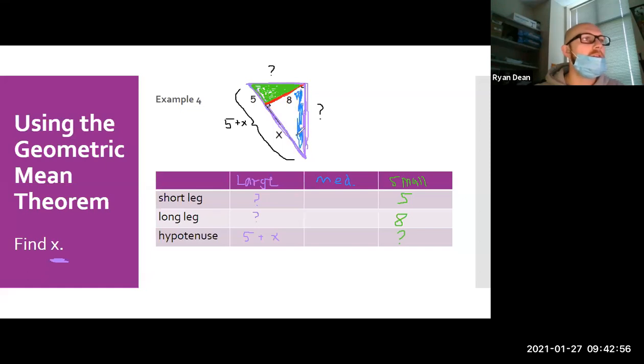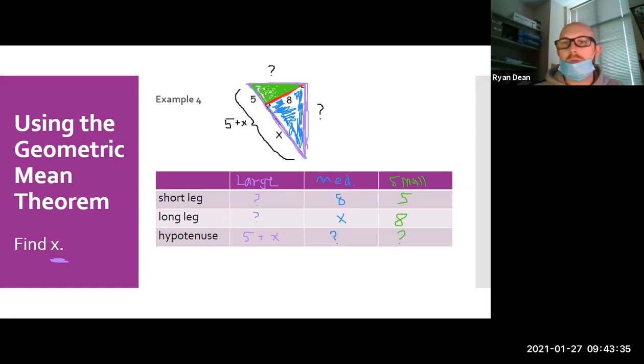The sides that make up the blue, we have the 8, we have an x, and then we have a question mark. Right off the bat, we can fill in the question mark for the hypotenuse because it's across from the 90-degree angle. That leaves us with the 8 and the x. Just by looking at these two, you can analyze that the 8 is smaller than the x. So the short leg is going to be 8. The long leg is going to be x.